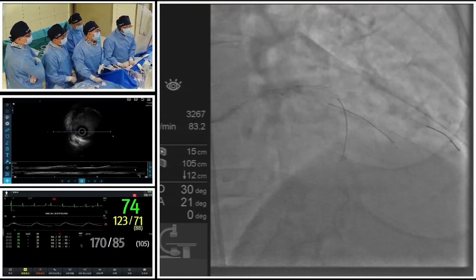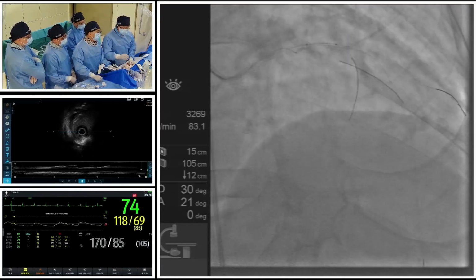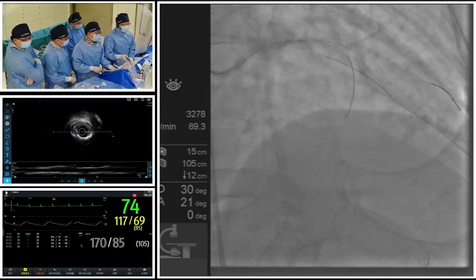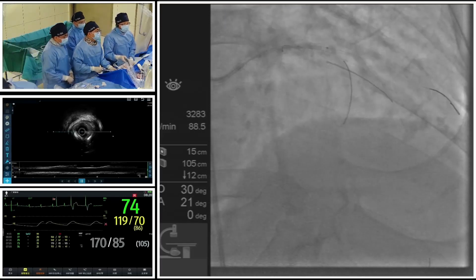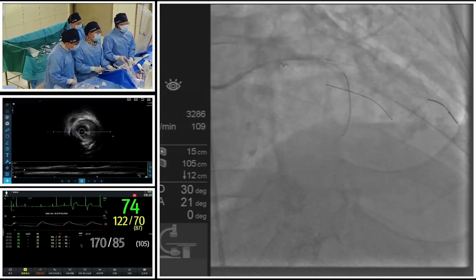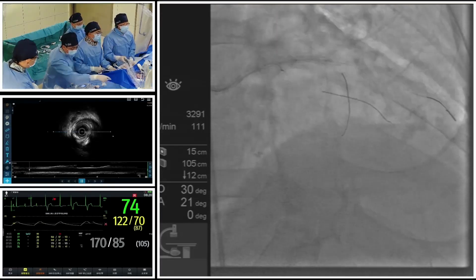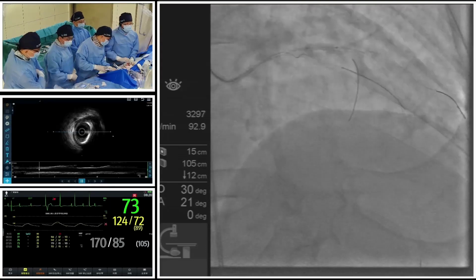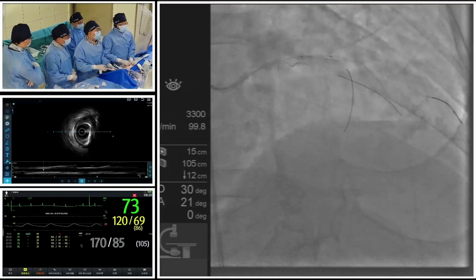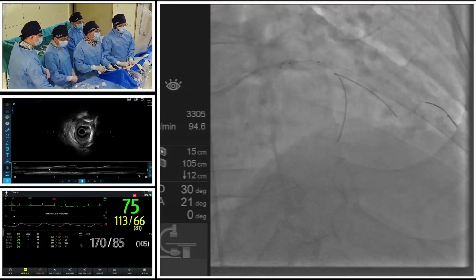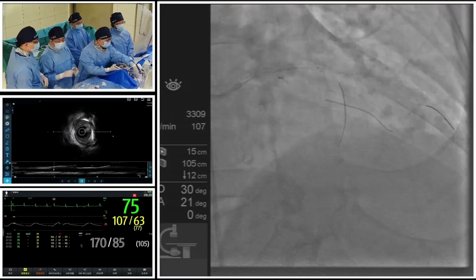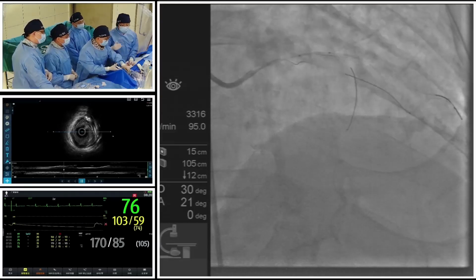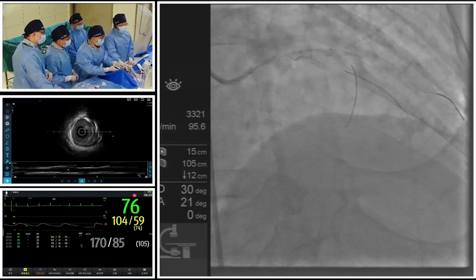We withdraw a little bit. Inflation. Sometimes we can see the premature beats caused by the pulses. Okay, 6 please. Down, please. Test a little bit. We already use 50 pulses.